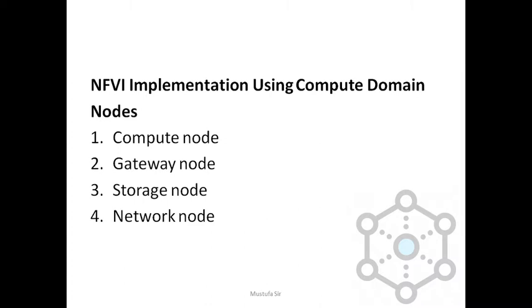Third is the storage node. This node, again a single identifiable, addressable and manageable element within the NFVI node, provides what? The storage resource used for compute, storage and networking functions. And the last one is the network node, a single identifiable, addressable and manageable element within the NFVI node that provides what? Nothing but networking, like switching and routing concepts. So these four nodes can be implemented in the compute domain: compute, gateway, storage and network node.